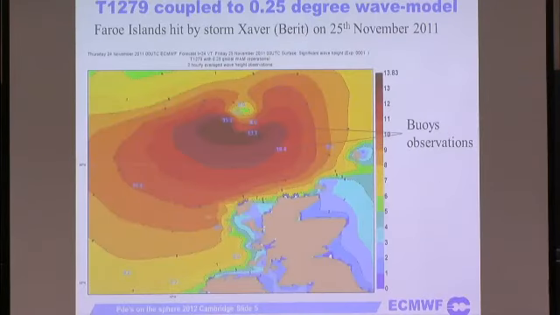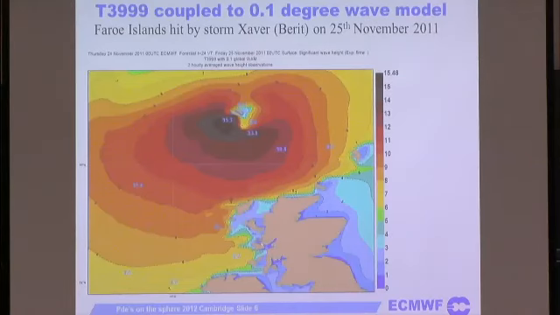We did a run with our operational configuration, T1279, so about 16 kilometers horizontal resolution, coupled to a 0.25 degree wave model. You can see in the blue numbers, 15 meters here, 13 meters here, the observed buoy observations, and the contours are the maximum wave height that the wave model predicted when driven by the atmospheric model. This is a coupled run: the wave model gives back to the atmosphere a roughness, and it receives from the atmosphere at every time step the wind velocities and direction.